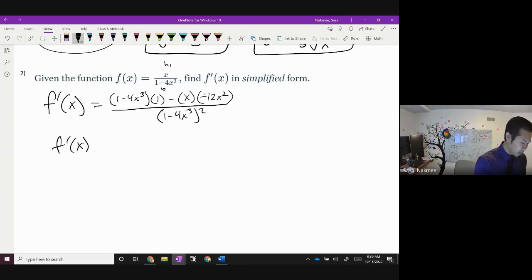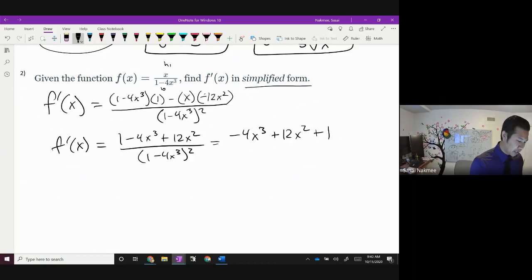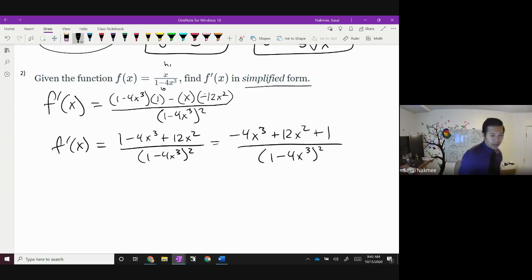So f prime of x, we're going to take the derivative of this guy and simplify this out because they're asking us to do it in the most simplified form. So I have here 1 minus 4x cubed. Negative x times negative 12x squared is going to give me a positive 12x squared all over 1 minus 4x cubed squared. If you want to, that's as simplified as it's going to get. If you want to, you could rewrite this in descending order: negative 4x cubed plus 12x squared plus 1 all over 1 minus 4x cubed squared. I think that's all you can do on this one. I can't factor that numerator.